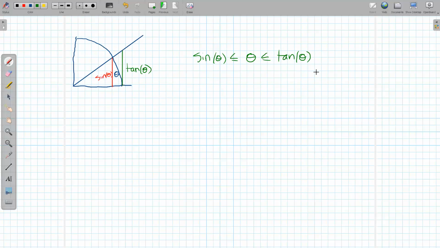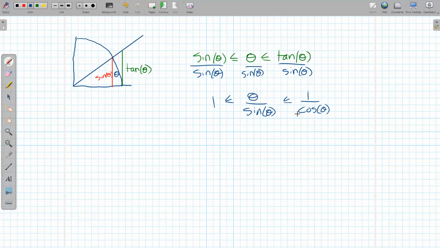Now I'm going to apply a bit of algebra to this. So the first thing I'm going to do is I'm just going to divide the sine out. So I'm going to divide everything by the sine of theta. So when I do that, well, sine divided by sine is 1. So I get a 1 there. I get theta over the sine of theta, which is the reciprocal of what I'm interested in. We'll fix that in a minute. And over here, tangent is sine over cosine. And so the sines are going to divide out, and that's just going to leave me 1 over cosine.